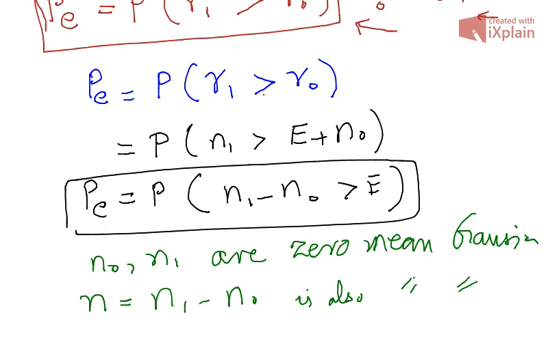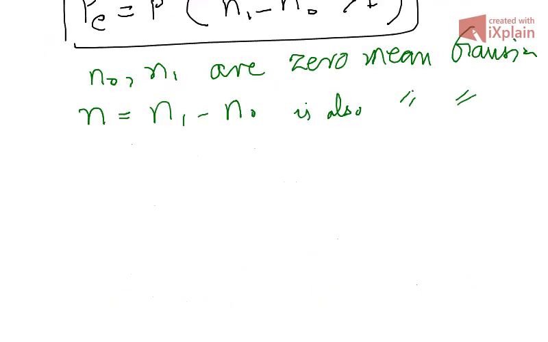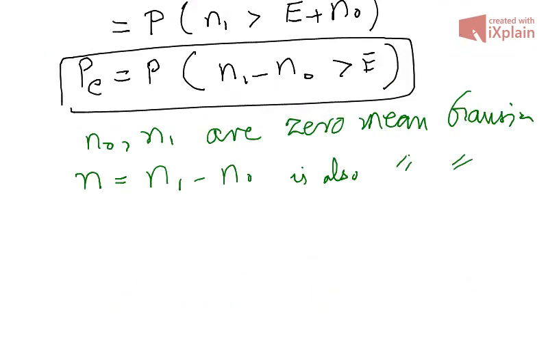Now if this process is zero mean Gaussian, we are interested in finding out whether this difference is greater than the energy of the signal. If this difference is greater than the energy, we are actually interested in finding out the variance of this variable n.